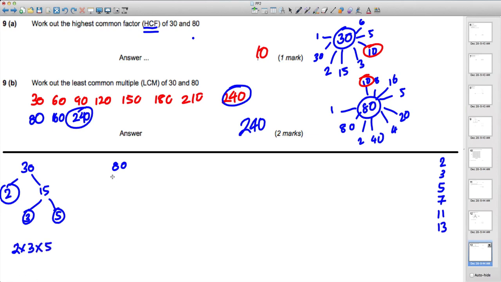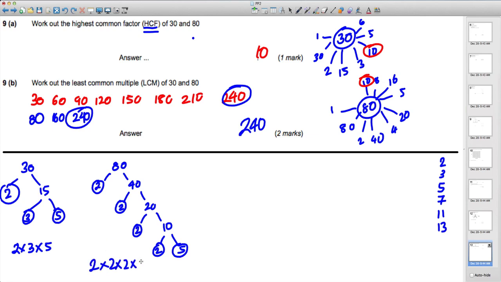Okay, and do the same with 80. Does 2 go into it? Yes, circle it, 40 times. Does 2 go into it? Yes, circle it, 20 times. Does 2 go into it? Yes, circle it, 10 times. Does 2 go into it? Yes, circle it, 5 times, and 5 is prime. So 80 is 2 times 2 times 2 times 2 times 5. Right, that would be the first step.